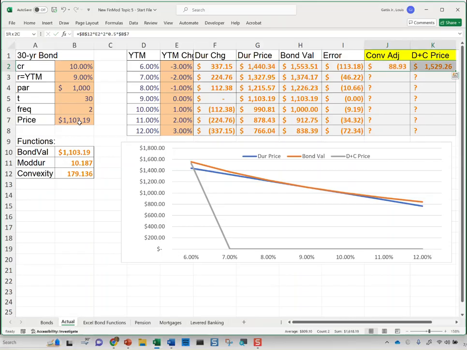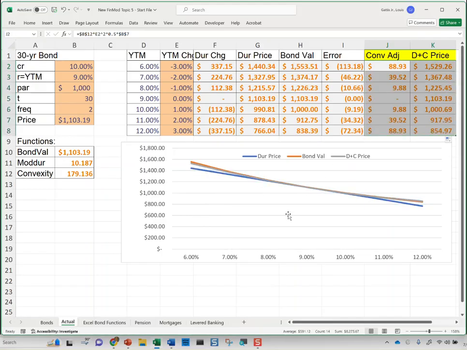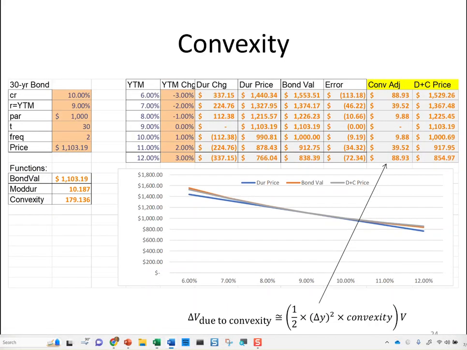So I'll copy these down, and it's already set to graph. And what you see is this gray line here is the duration plus the convexity adjustment valuation of the bond, which is really close to the actual valuation of the bond. And it's much better than the duration estimate, especially for large changes in rates. So that is the concept of convexity. Bonds have a convex price-yield relationship. If you use duration to estimate value, you're going to get a linear estimate, which could be really off for a large change in rates.